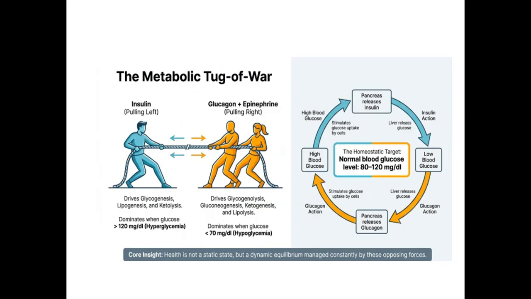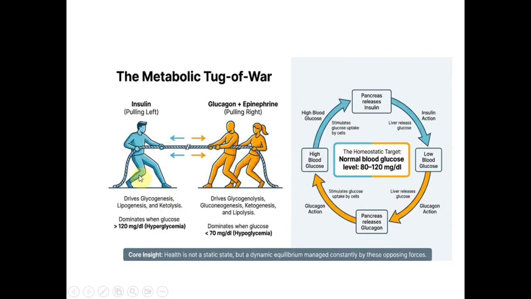This slide shows the metabolic tug of war, a dynamic equilibrium. There is a constant tug of war between insulin and glucagon and epinephrine. Insulin is pulling on the left side, while glucagon and epinephrine are pulling on the right side. Insulin is released in a state of hyperglycemia, and it drives glycogenesis, lipogenesis, and ketolysis.